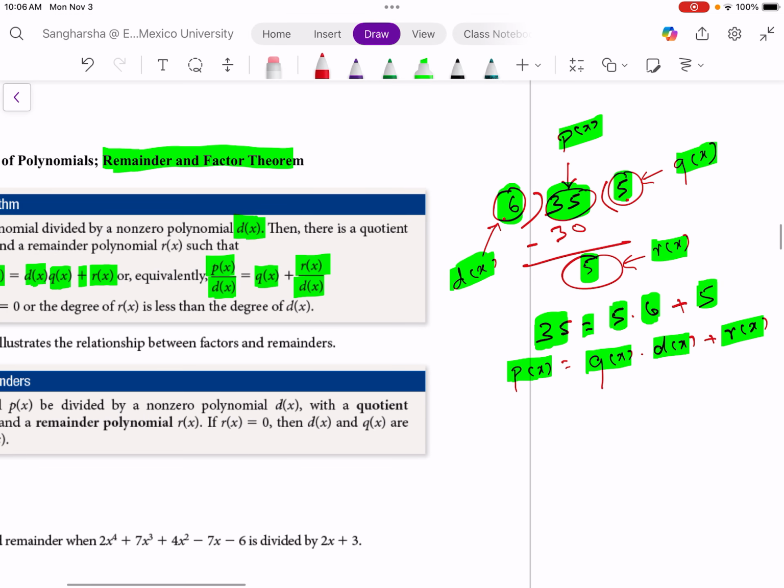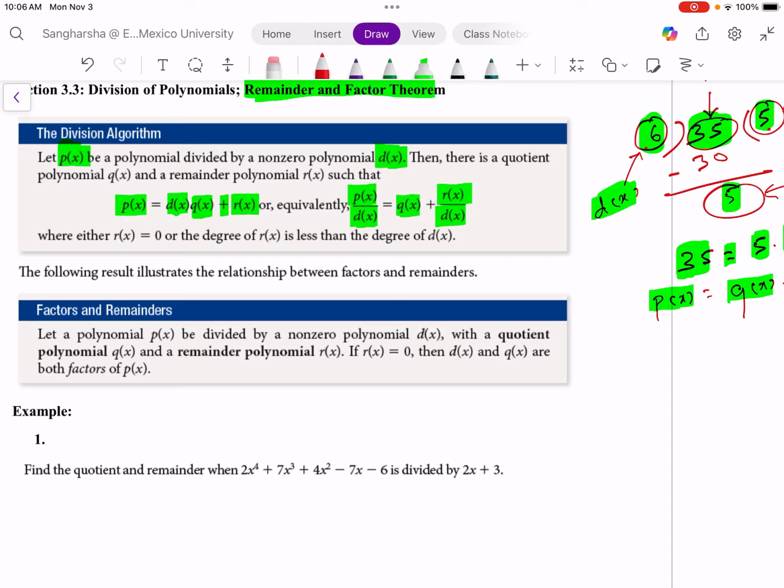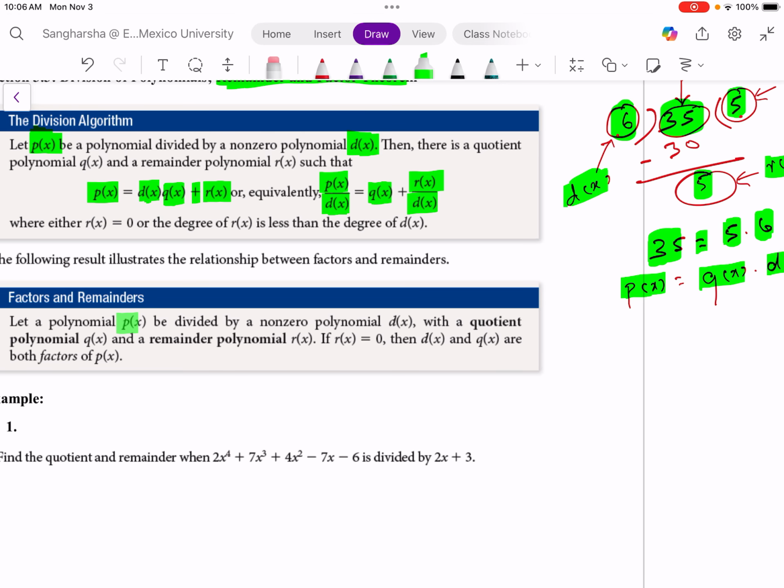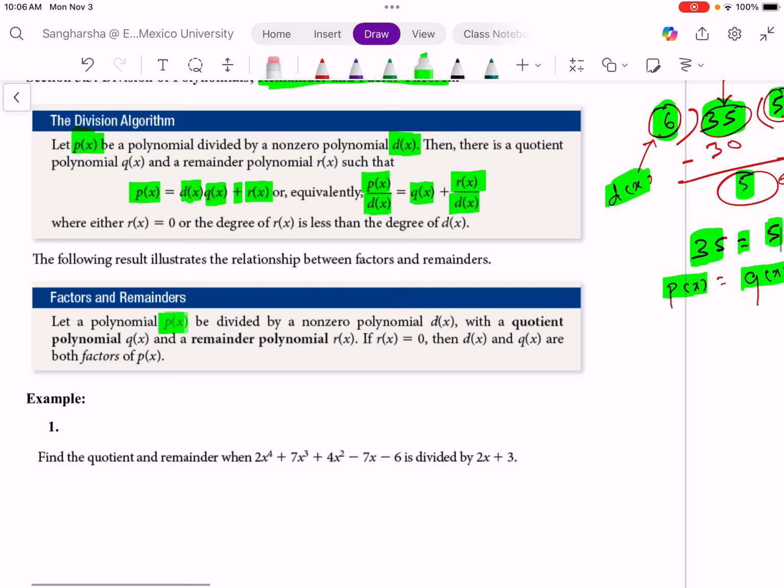Okay, so next, the factors and the remainder. So we have a polynomial p of x, okay? And we divide p of x by a divisor d of x, okay? With a quotient q of x and a remainder r of x, as I said earlier. So if the remainder r of x is 0, okay, if the remainder is 0, then d of x and q of x are both factors of polynomial p of x, okay?